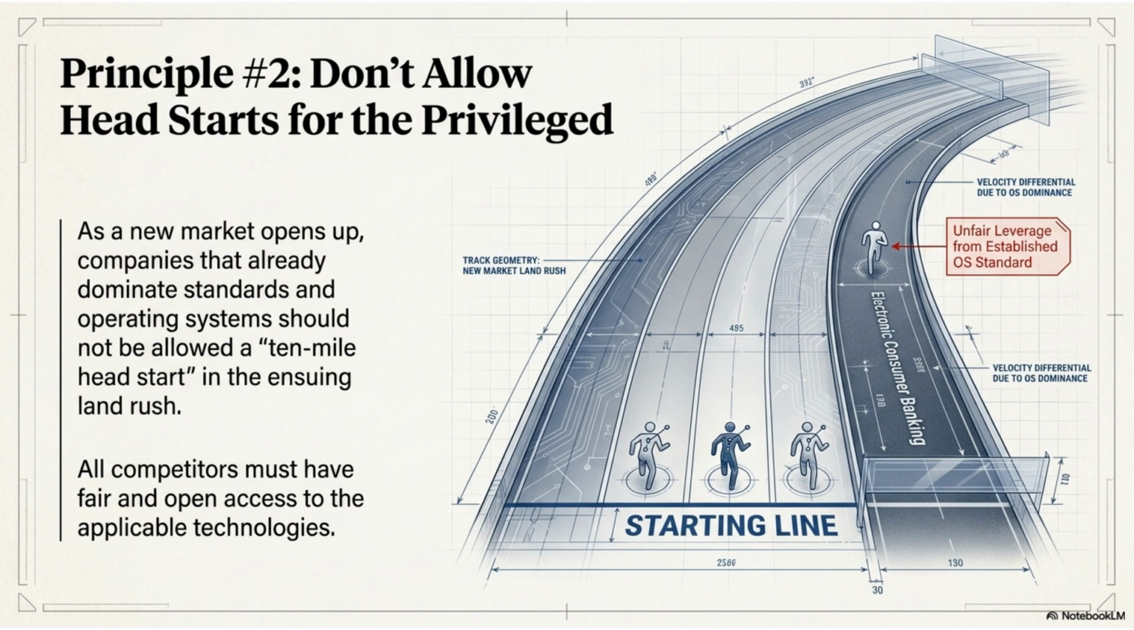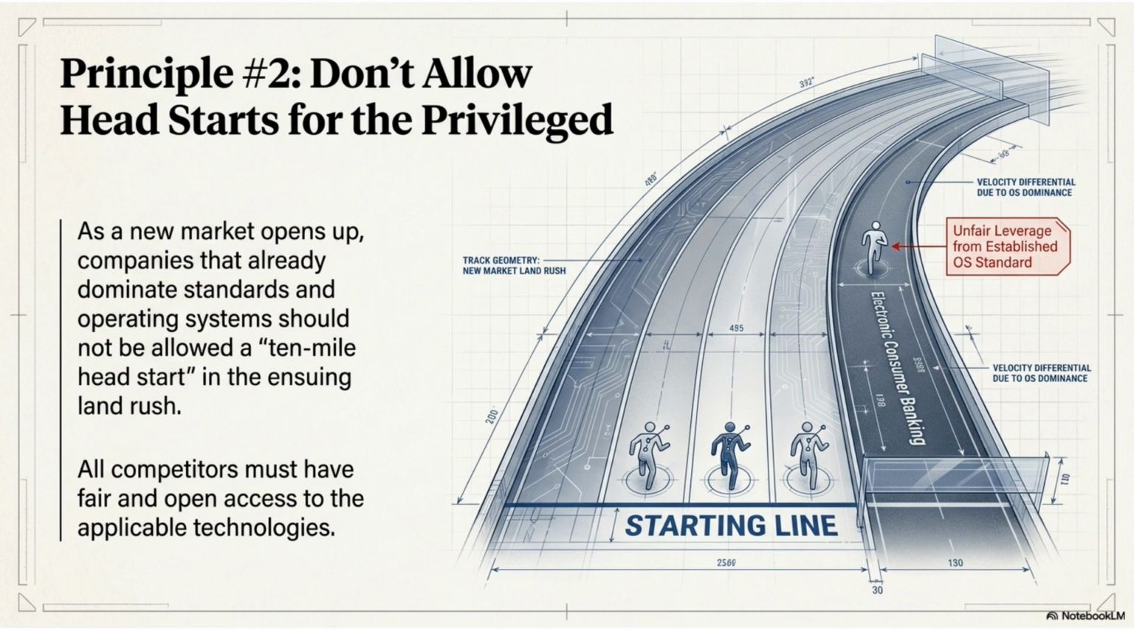When a new paradigm opens up, like the dawn of electronic consumer banking or AI, it's like a chaotic, wide-open race to claim the new territory. Everyone lines up at the border, the gun goes off, and you run. Right. And Principle 2 says, companies that already dominate an older market, like an operating system, cannot be allowed a 10-mile head start in this new land rush.